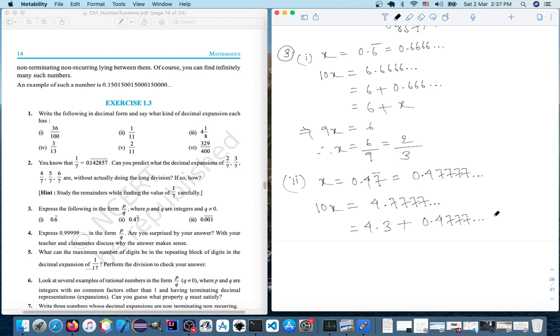I hope you understand this point. This is the tricky step. From 4.777 we have to somehow split it into two terms so that one term will be x. x is 0.4 and then 7 repeats. That's the reason I took out 4.3. If you take out 4.3 from 4.777, you will get 0.4 and then 7 repeats.